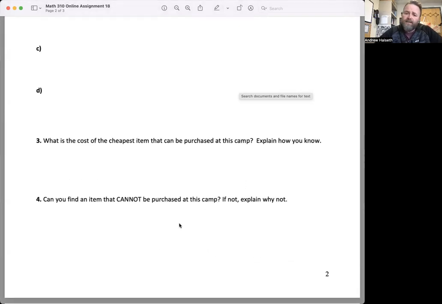And then can you find an item that cannot be purchased at this camp? Maybe like $4, can you not purchase it? Well, I guess you can because you have a $4 bill, but is there anything at this camp cost-wise that could not be purchased? So if so, write an example down here. If not, explain why you can't find it.